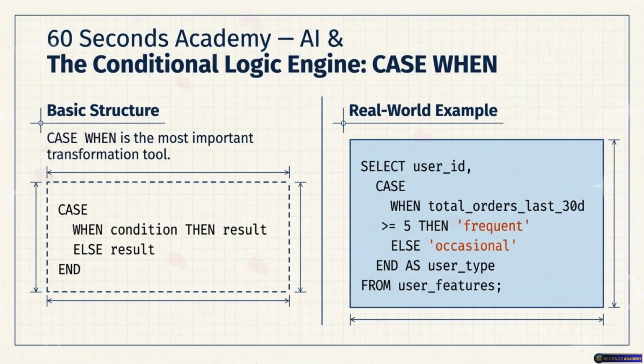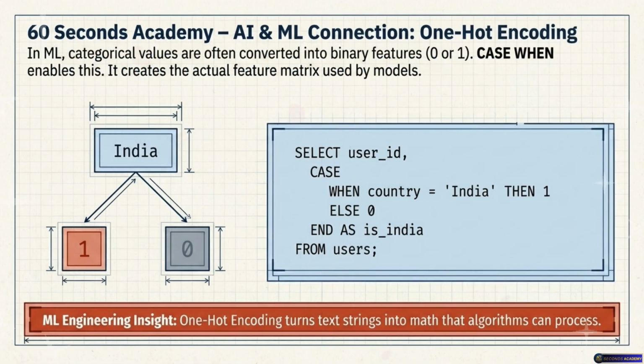But there's this other concept we need to cover called one-hot encoding, which honestly seems to do the exact opposite. Yes, it does go the other way. Right. We take a text category like, say, a user's country, and we use this exact same case-when logic to turn it into numbers. For example, when country equals India, then 1 else 0.